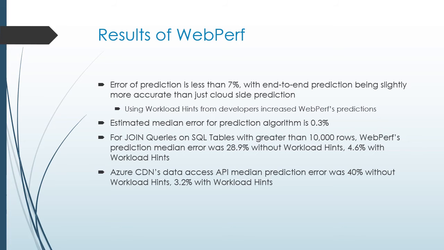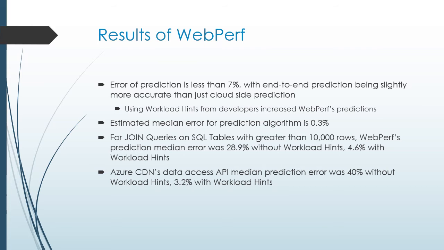And then some actual errors in terms of the actual queries for applications. So for join queries on SQL tables with greater than 10,000 rows, without the workload hints, WebPerf's prediction median error was 28.9%. With the workload hints, it was 4.6%. On Azure CDN's data access, the median prediction error was 40% without workload hints, and again 3.2% with workload hints.